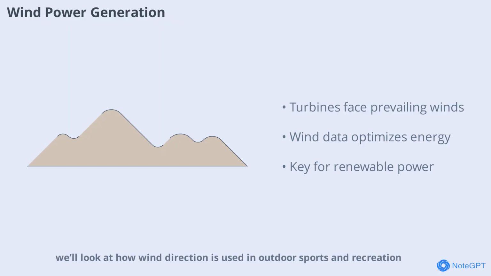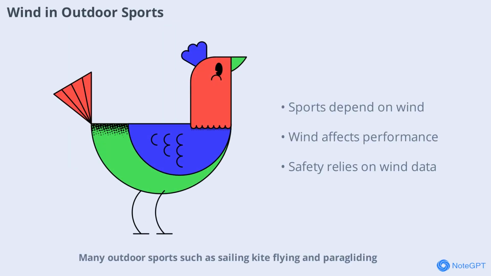Next, we'll look at how wind direction is used in outdoor sports and recreation. Many outdoor sports, such as sailing, kite flying, and paragliding, depend on wind direction for success and safety. Athletes and enthusiasts monitor wind patterns to choose the best times and locations for their activities. Even in sports like golf and soccer, wind direction can influence the outcome of a game. Understanding how to read the wind gives competitors an edge.